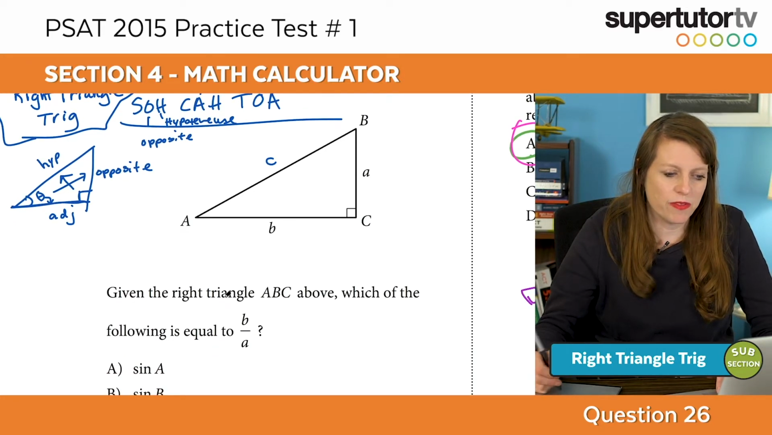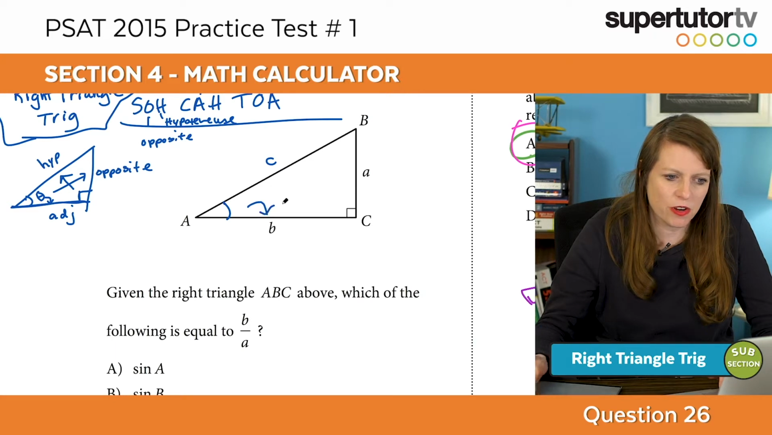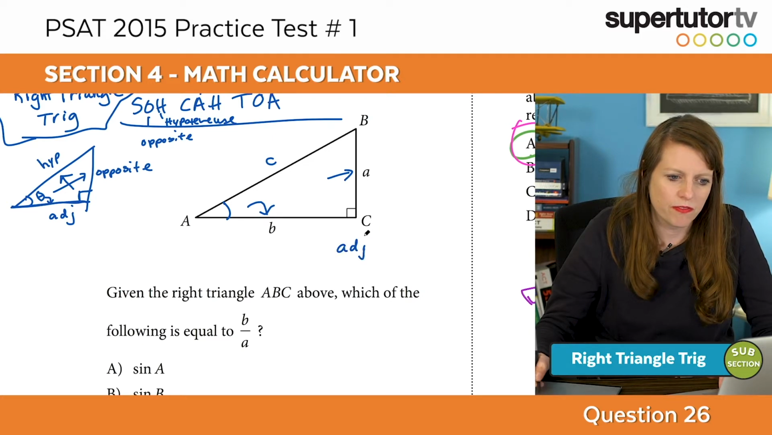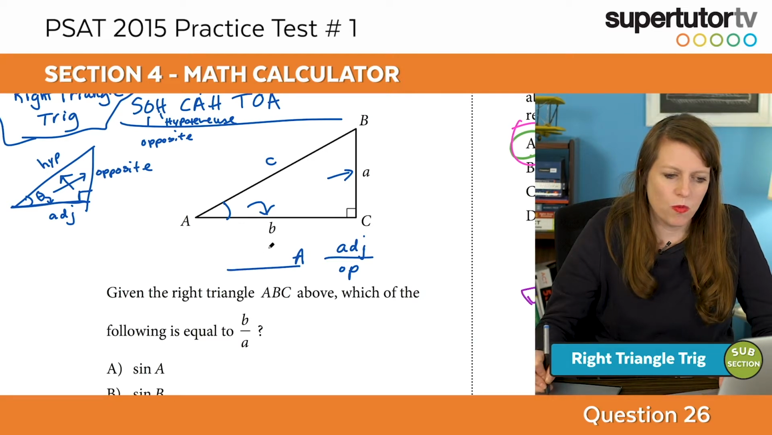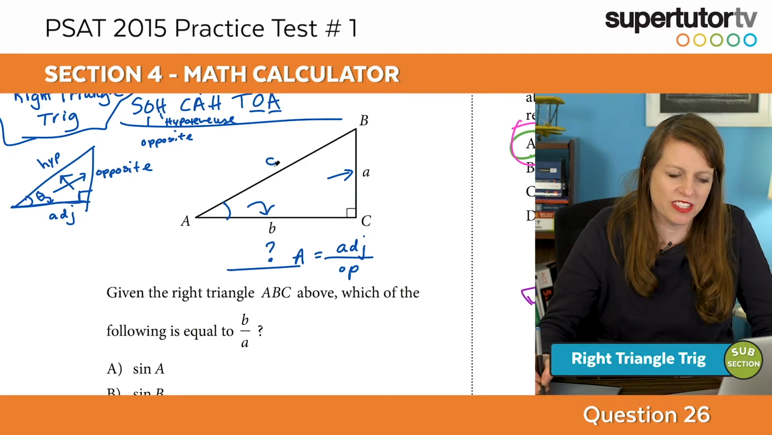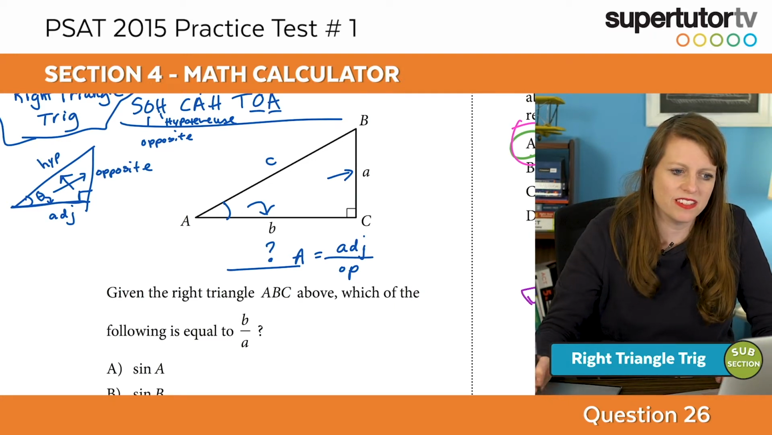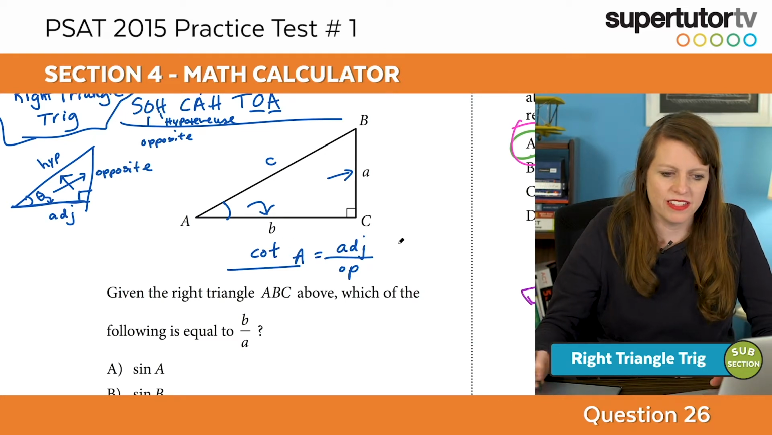Anyhow, let's go ahead and review how we do this particular problem. Given the right triangle ABC above, which of the following is equal to B over A? So B over A is going to be this over that. If I'm at angle A, that could be adjacent over opposite for A. So what trigonometric value of A is adjacent over opposite? Well, I don't know that, but I know opposite over adjacent is tangent. Oh, wait, so what is this? This is cotangent, isn't it? Because it's 1 over tangent. That's the inverse of tangent.